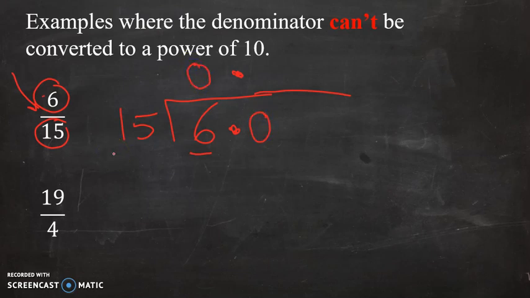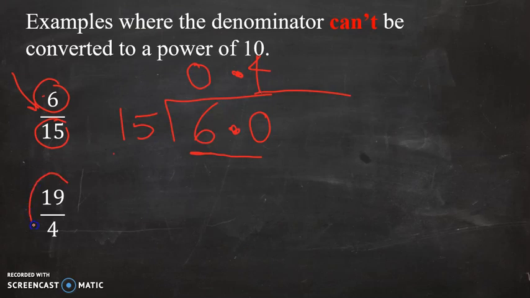And now I'm going to see if 15 goes into 60, which it does. 15 times 2 is 30, and 30 times 2 is 60. So 15 must go in 4 times with no remainder. So that's the end of the question. 6 divided by 15 is 0.4. So just a simple division problem.